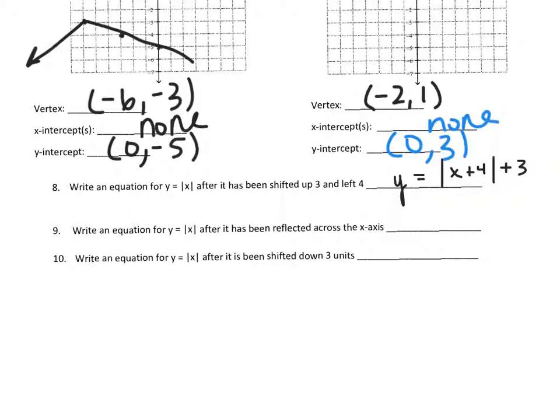Okay, number 9, it's only been reflected across the x-axis. That means the slope is going to be -1, so -1 needs to go outside. It hasn't been shifted left, right, up, or down. And then number 10, you're shifting it down 3 units. So it's the absolute value of x, minus 3.